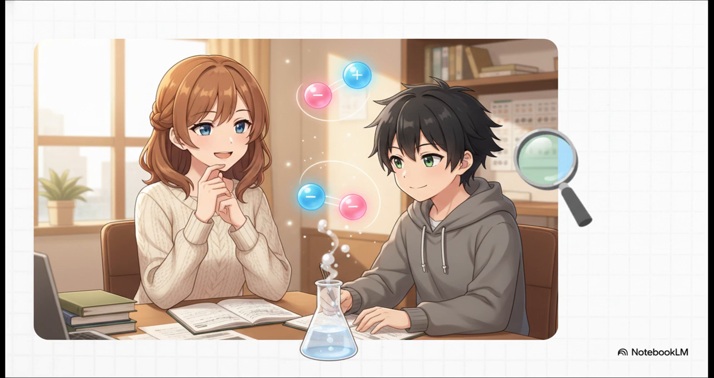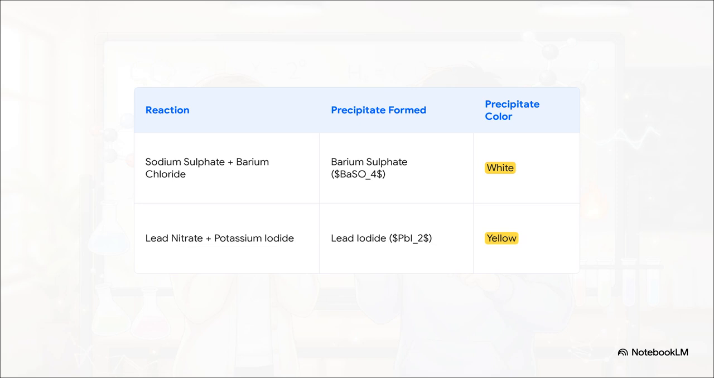It can't dissolve. Look, for your exams, you only really need to know these 2 reactions. Focus on this table. You mix sodium sulfate and barium chloride, you get a white precipitate. You mix lead nitrate and potassium iodide, you get a bright yellow precipitate. Remember, barium sulfate is white, lead iodide is yellow. Lock that in.